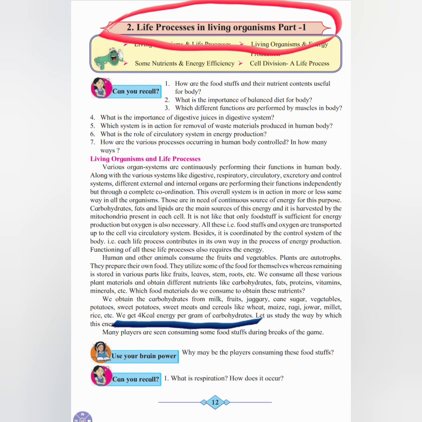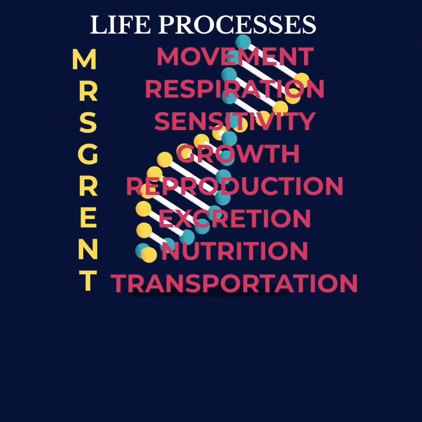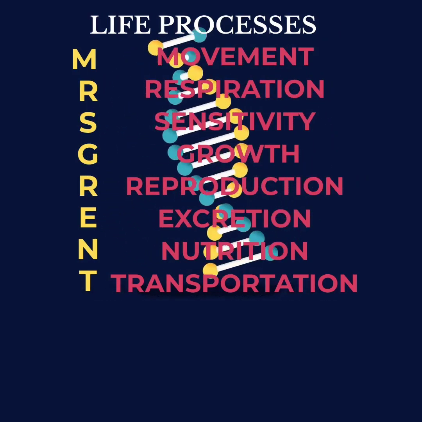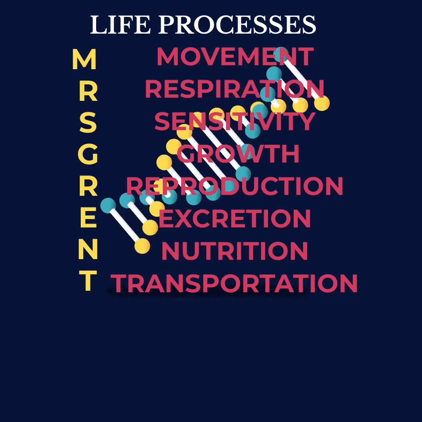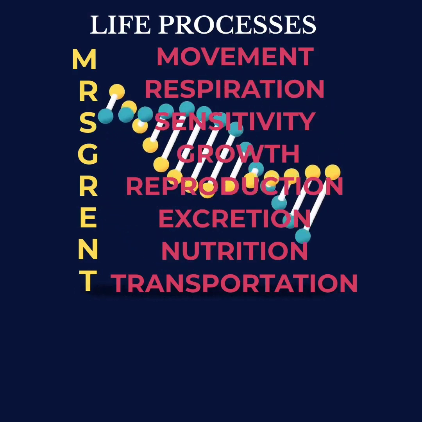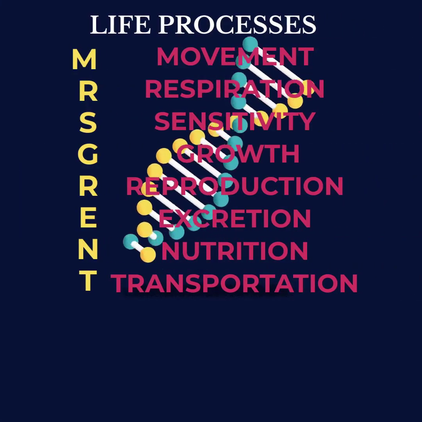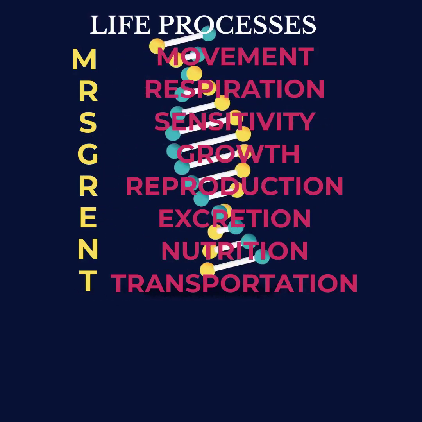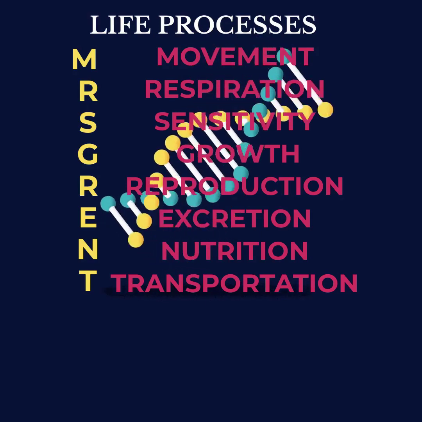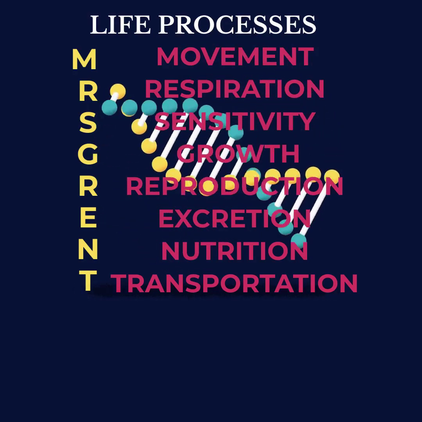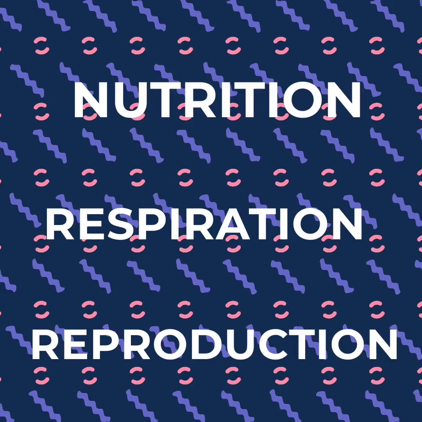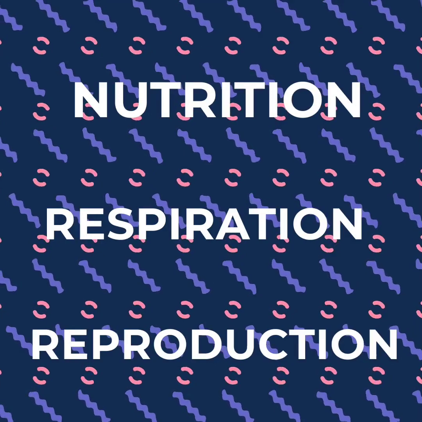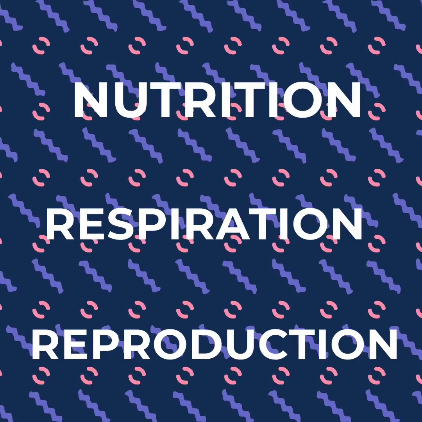It is very easy to remember the names of these life processes. Mrs. Grant. M stands for movement, R stands for respiration, S stands for sensitivity, G stands for growth, R stands for reproduction, E stands for excretion, N stands for nutrition, and T stands for transportation. In this chapter, we will learn about life processes, nutrition, respiration and reproduction.